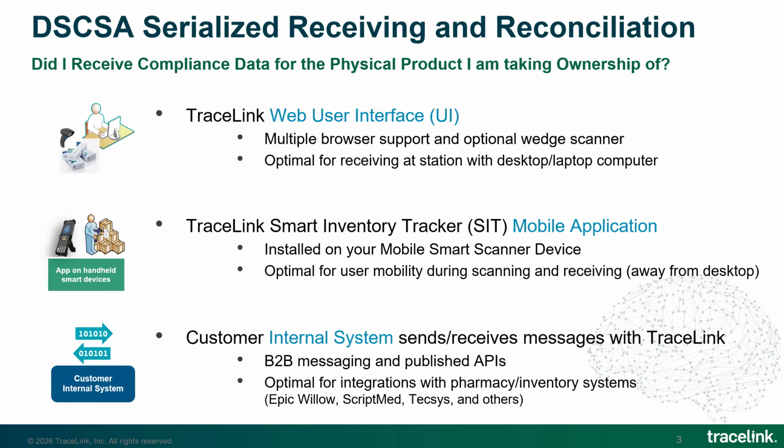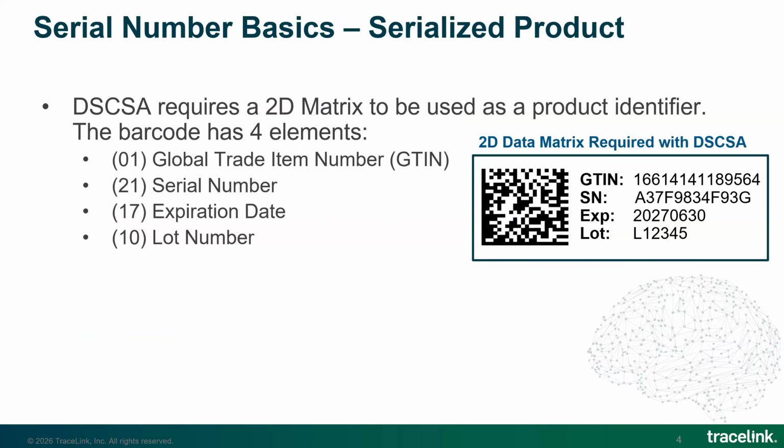Before we get too much into the receiving side, I do want to take a step back and talk a little bit about the barcodes, just because this has come up sometimes on some of the calls I've been on. So DSCSA does require what they call a 2D matrix barcode, and sometimes people refer to this as the QR code. And that barcode has 4 different elements. There's the GTIN, or the global trade item number. Think of this as an extension of the NDC, and it's unique for every single product and at the packaging level. There's the serial number itself, there's the expiration date, and then the lot number.